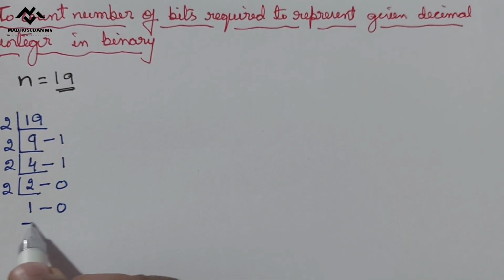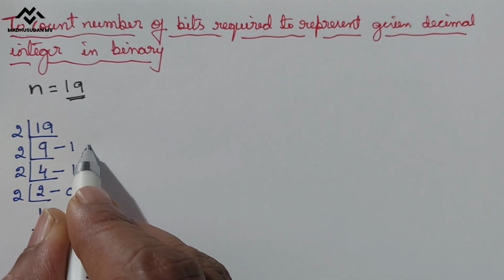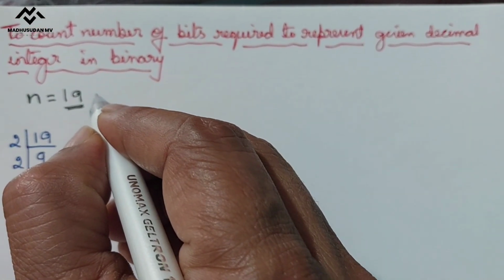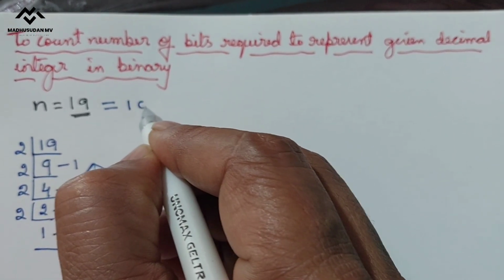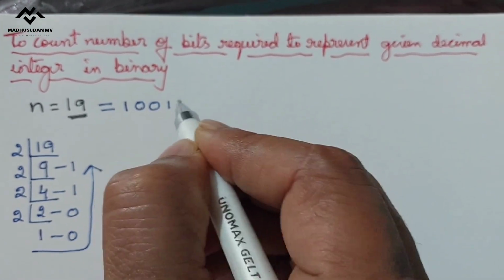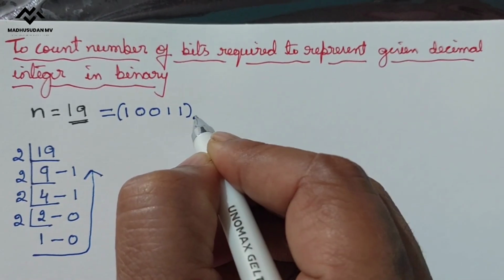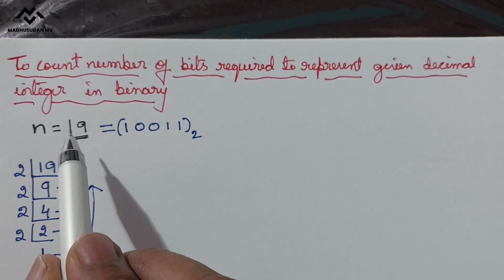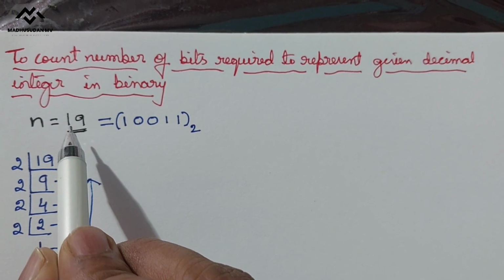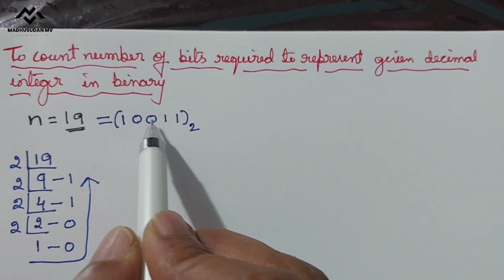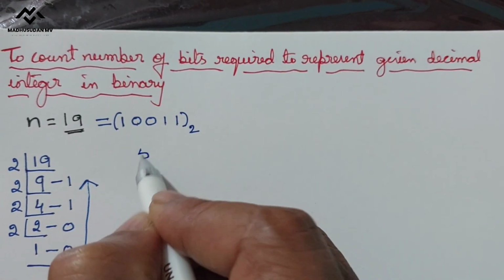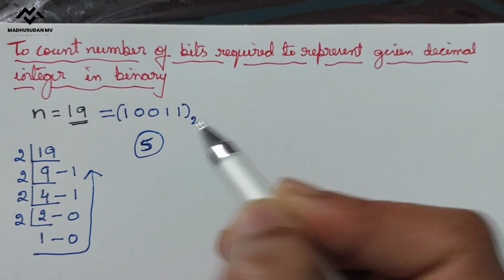Once we stop, now we need to write it in the binary form. That means the number 19 in decimal is written in binary as 10011. Now to represent the given decimal integer 19 in binary, how many bits do we need? 1, 2, 3, 4, 5. So the answer is 5. This is what we need to do.